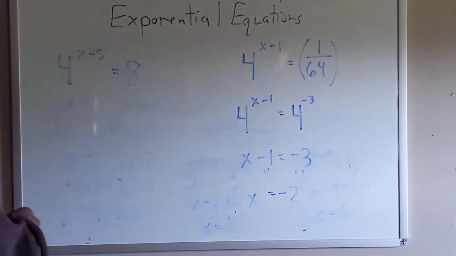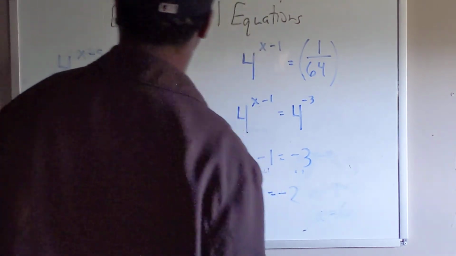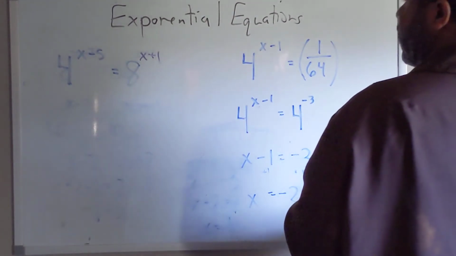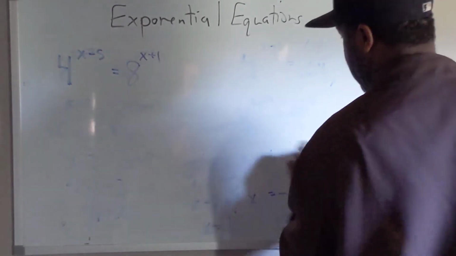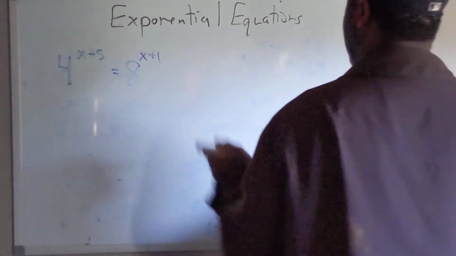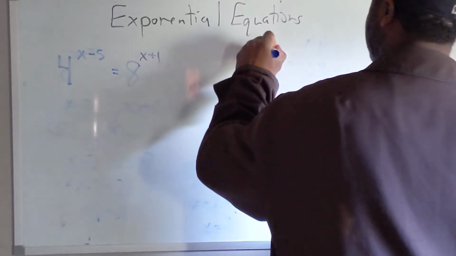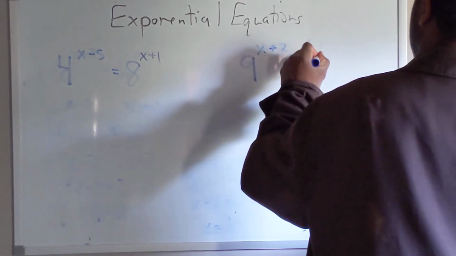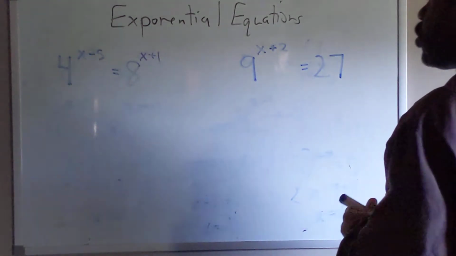4 to the x minus 5 is equal to 8 to the x plus 1. All right. And on this side, we have, let's use 9 to the x plus 2. And let's let that be equal to 27.